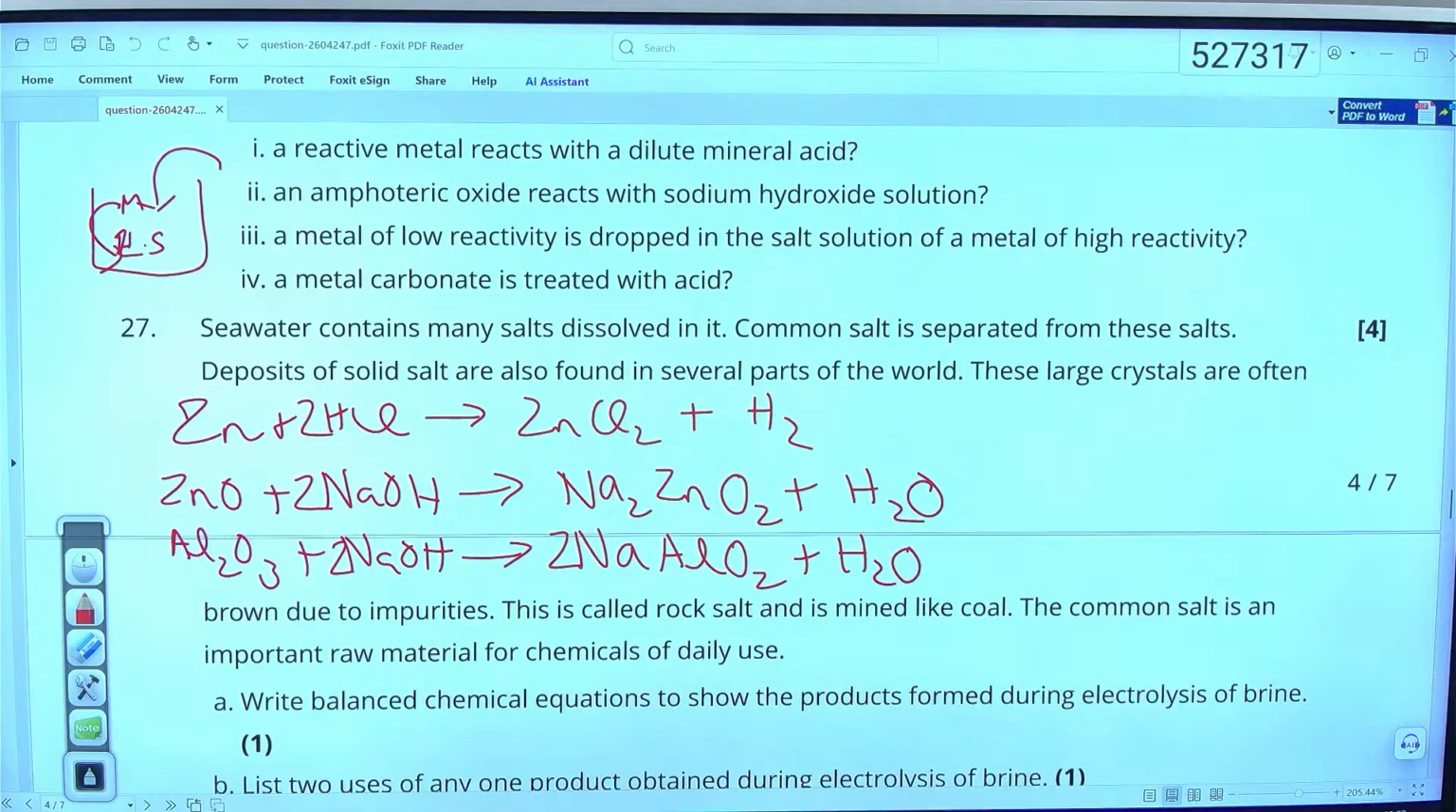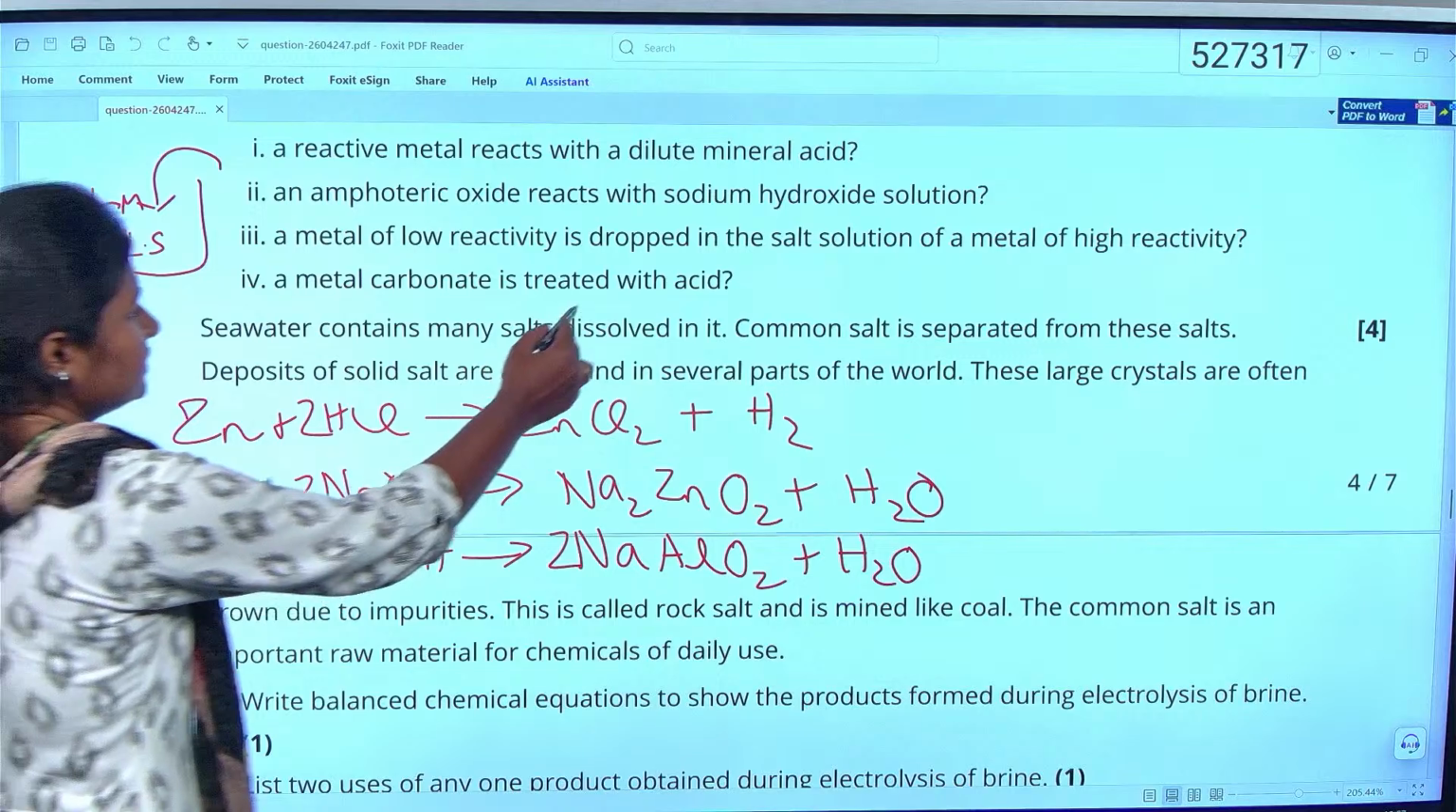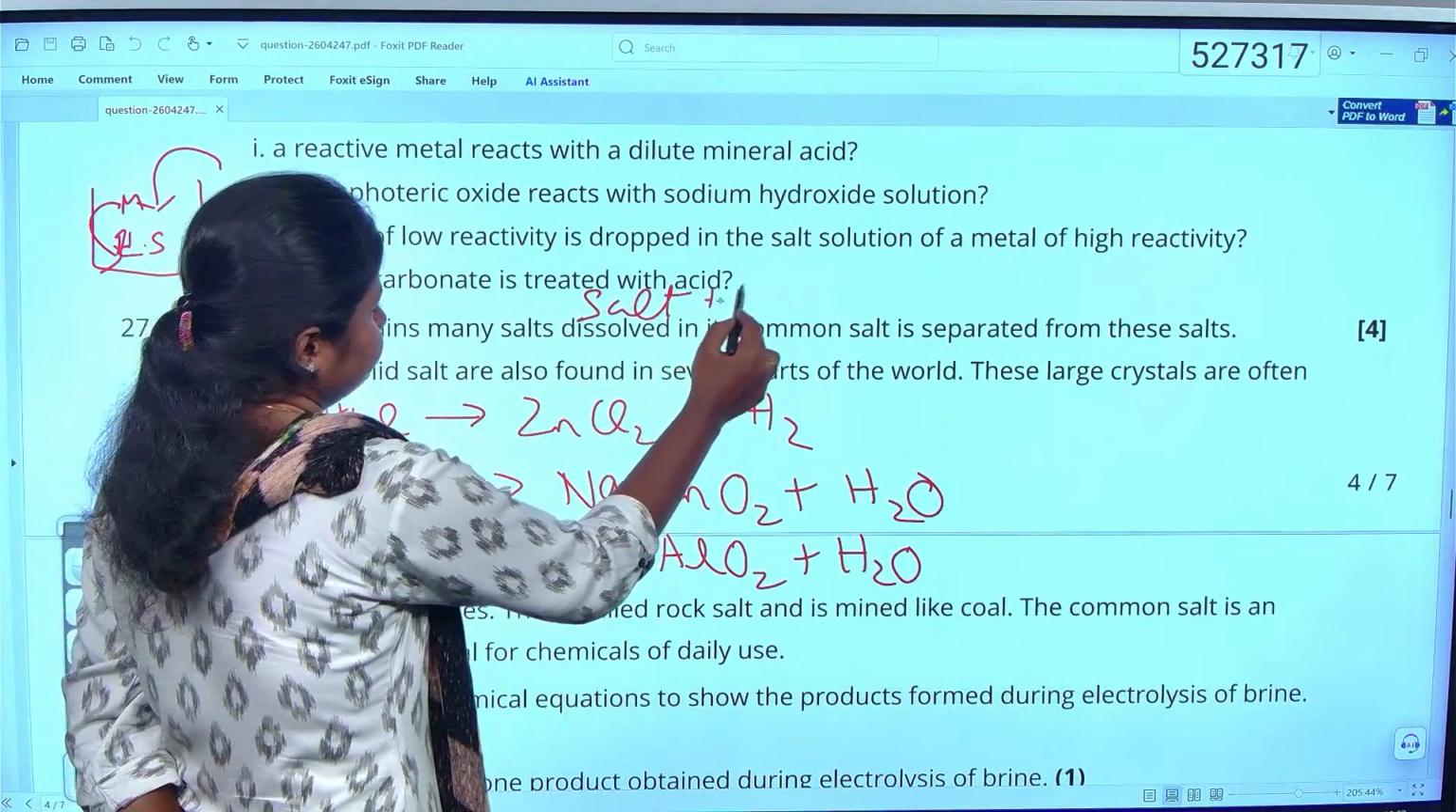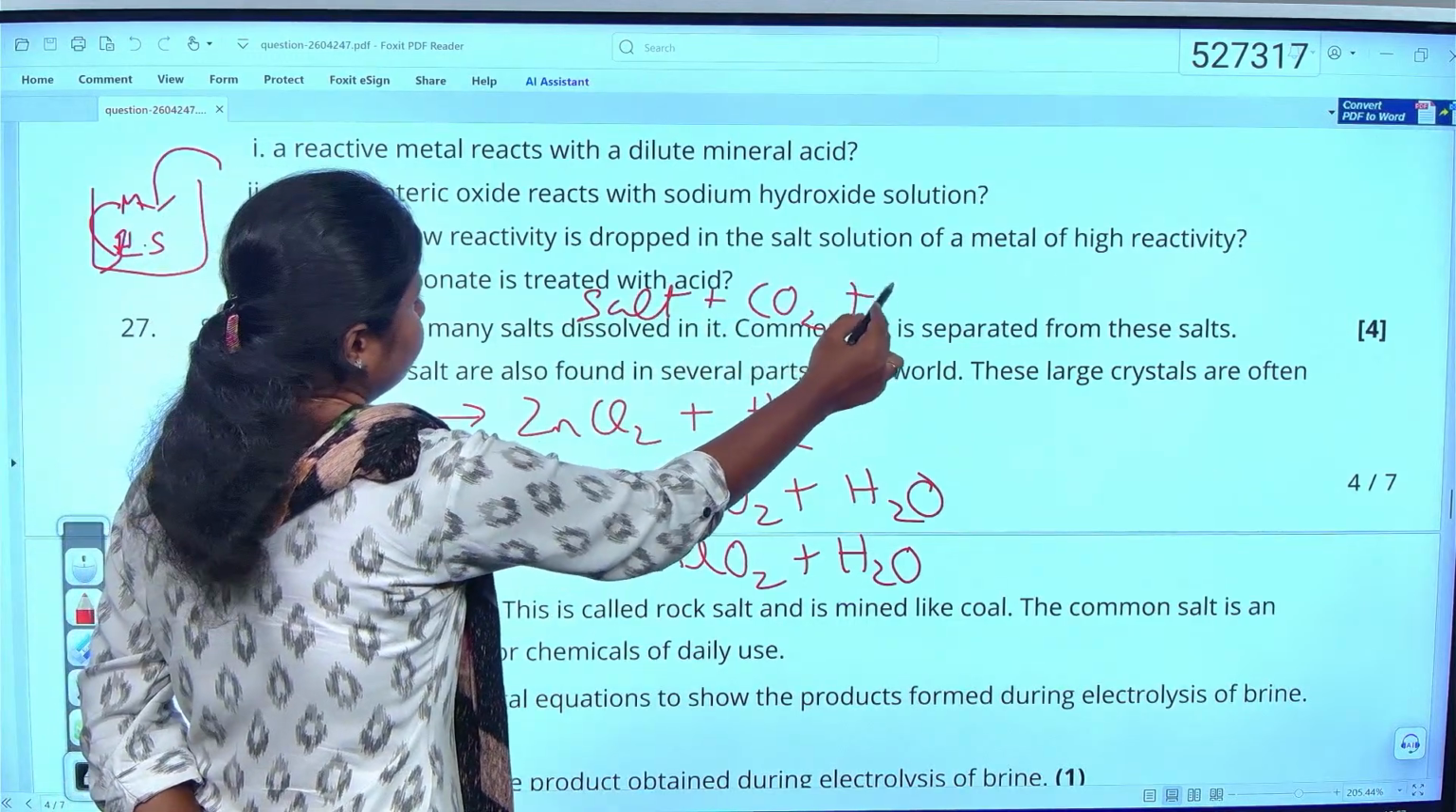Metal carbonate is treated with acids. When metal carbonate is treated with acid, we get salt plus carbon dioxide plus water.